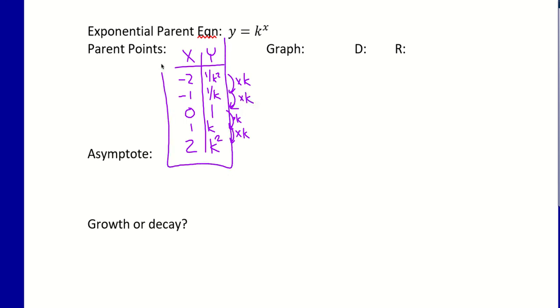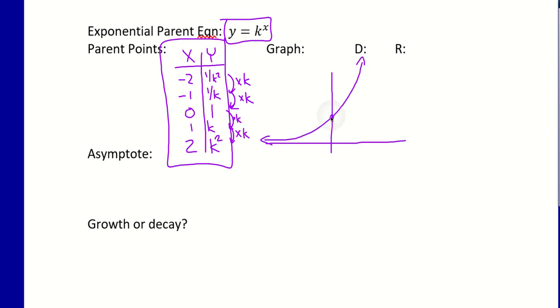These are the parent points for y equals k to the x before we would start transforming it in a few sections. The graph of this function, if it's like the first 2 that we did, would have this approximate shape, and it would go through the 5 points that I have listed on the table. So I'm not going to relabel them on my graph here, but you may if you want. And the domain is all real numbers, and the range is open bracket 0 to infinity.